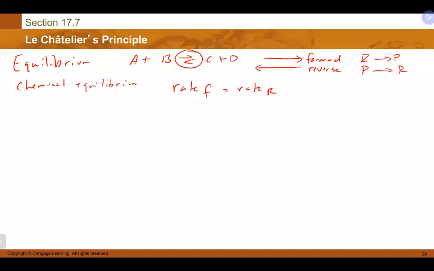Again, sometimes people think it just means it's equal on both sides and everybody's all equaled out. But it's really the rate of how quick it's going in one direction versus how quick it's going in the other direction, and they equal each other.